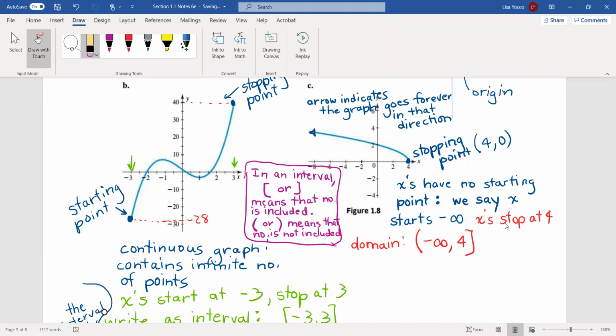That's what I meant. If it was going to the right, would it be positive infinity? If it was going what? To the right? Yes, you're correct. It would be positive infinity. Yep.